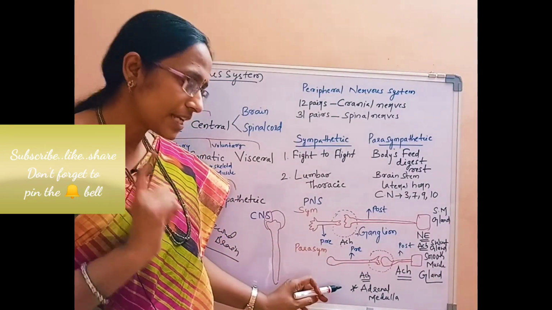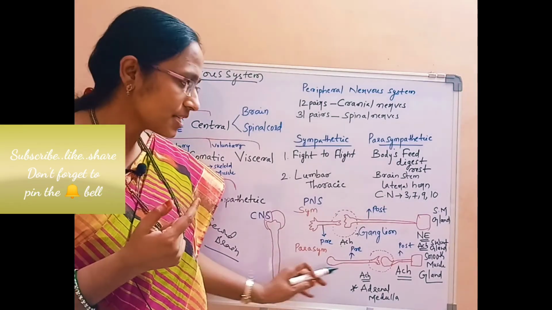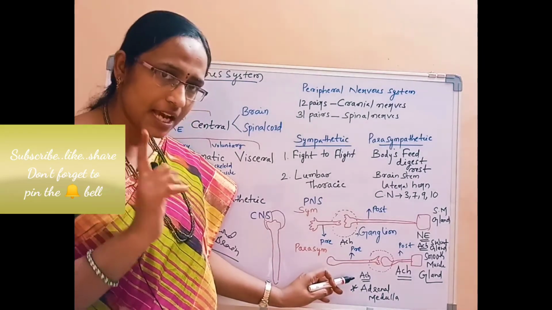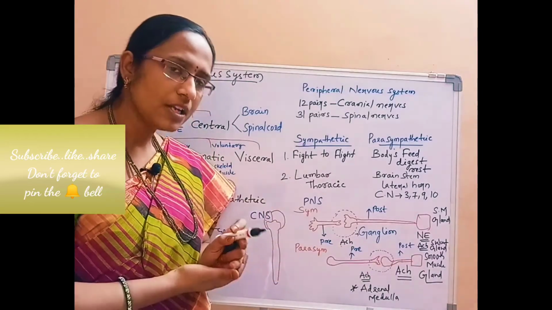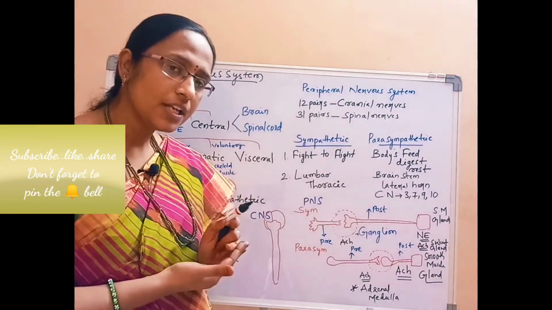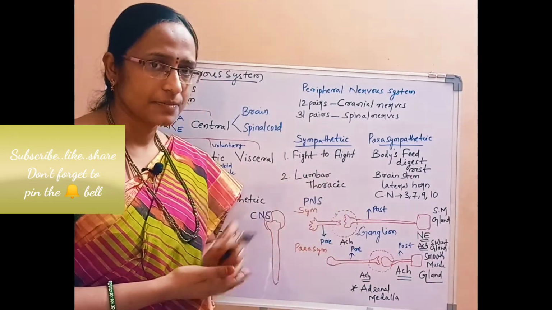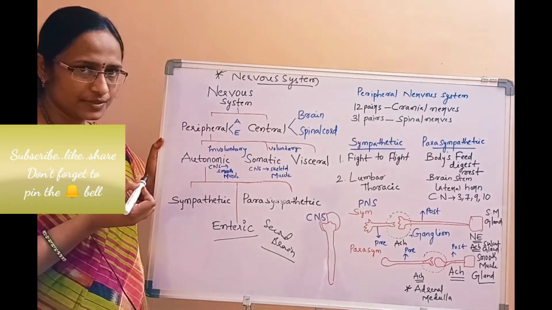And here again one more exception is that preganglionic neurons are supplied to the adrenal medulla and there is also release of acetylcholine directly. And here also what is the target cell? Again all your smooth muscle cells and all your glands are involved in the sympathetic as well as parasympathetic nervous system. So one more type of nervous system, that is the enteric nervous system.